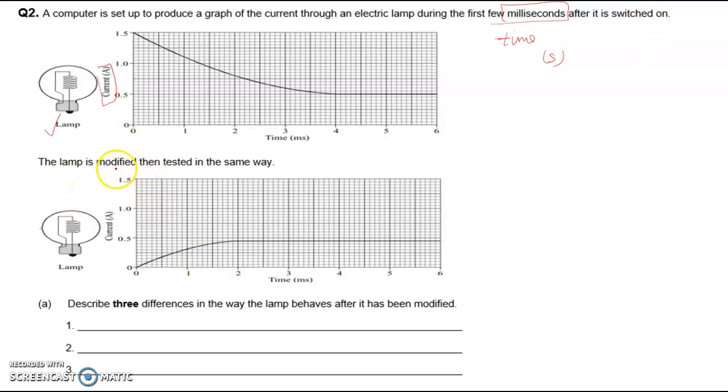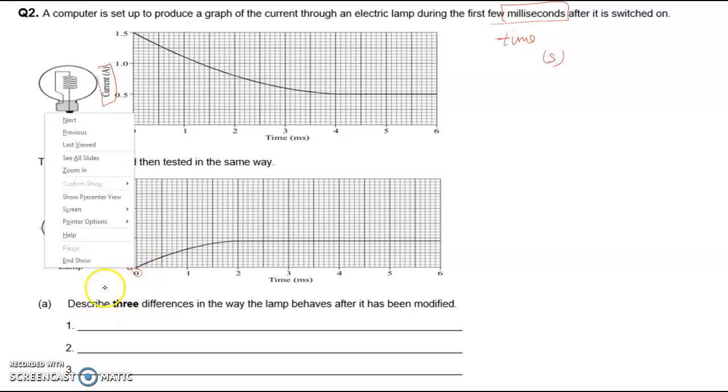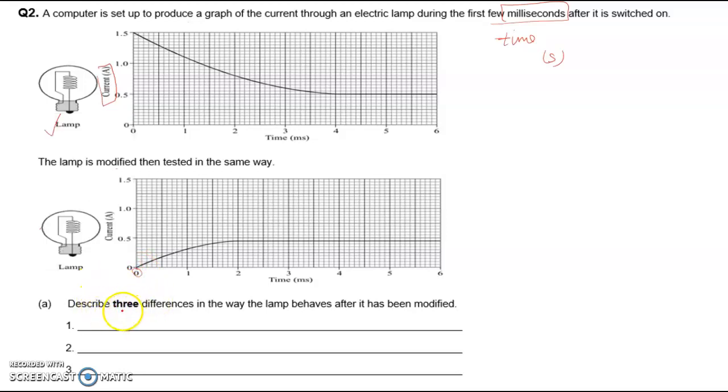Now the lamp is modified and then tested in the same way. They haven't mentioned much about what they've done to the lamp, but they've suggested that the lamp has changed, and because of that, the graph has changed. Based on the graph, you will be able to figure out that this particular graph gave us more current at the start. Once the lamp has been modified, at time 0, you've got 0 current. What they're asking you to find is: describe 3 differences in the way the lamp behaves after it has been modified. These are quite bonus questions, really.